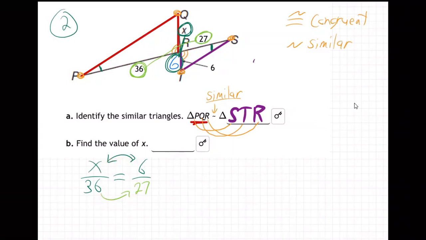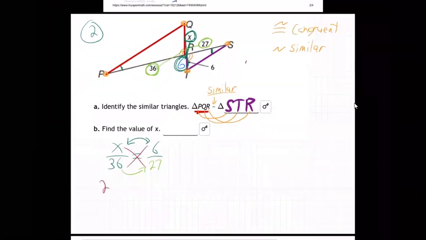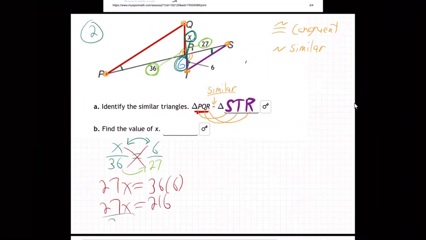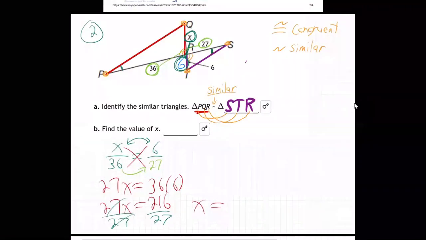So there we go. And then we just solve that triangle. You know how to do it. Diagonal, diagonal. 27 times X is 36 times 6. 27 times X is whatever that is. 216. Divide by 27. X is 8. So X is 8. And there we go. We found X. Questions I can answer on that one?